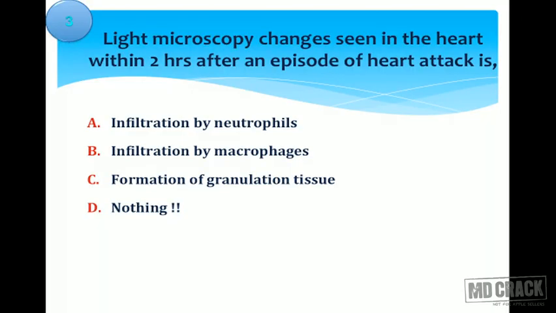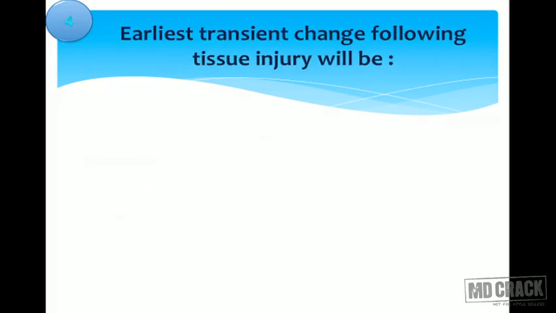So answer should be nothing. Nothing can be seen within 2 hours after MI. Right? Got the point? We'll proceed to the next question.